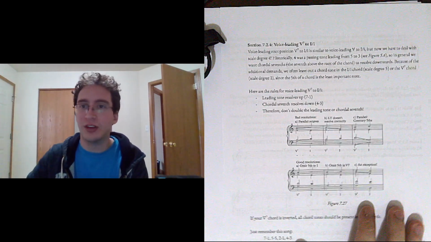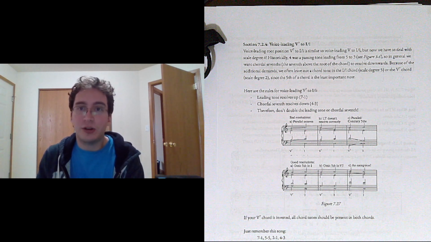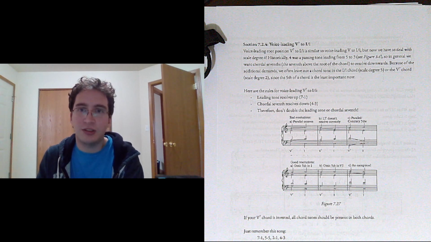Welcome to lesson 7.2.4 in voice leading 5-7-1, which we're actually even a little bit more familiar with from ear training. So the only difference here is now we have a scale degree 4. Historically, 4 was a passing tone leading from 5 to 3. We already saw this when we were talking about 7th chords at the beginning.